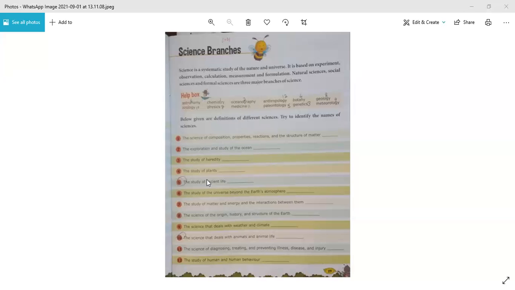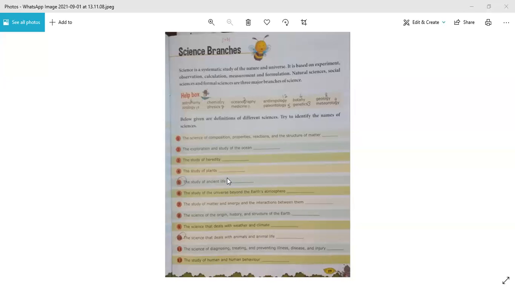Okay. If any of the scientists wants to know about the study of heredity, heredity means related to our ancestors. So what is that study known as? It is known as genetics. GENETICS. So when anybody wants to study about ancestors, the study of heredity is known as genetics.